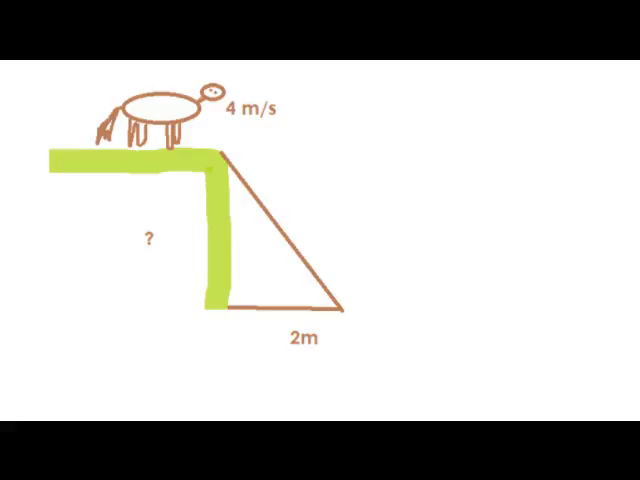The first problem is, a horse runs off a cliff at the speed of 4 meters per second and lands 2 meters from the cliff. How tall is the cliff? First, we need to state what we know. We know delta x equals 2 meters. We know Vix equals 4 meters per second, and Vfx equals 4 meters per second. Also, acceleration on the x side equals 0.